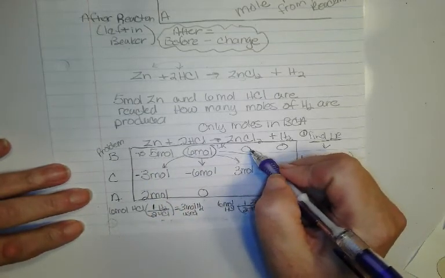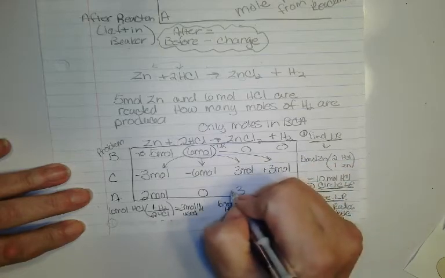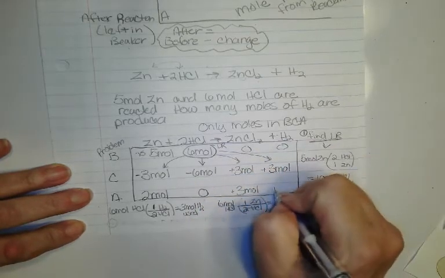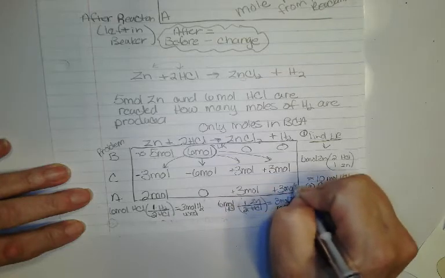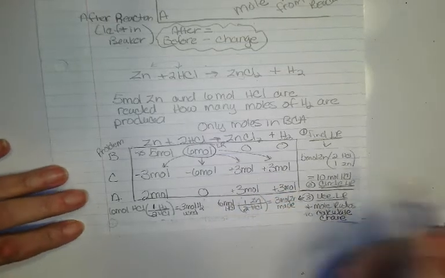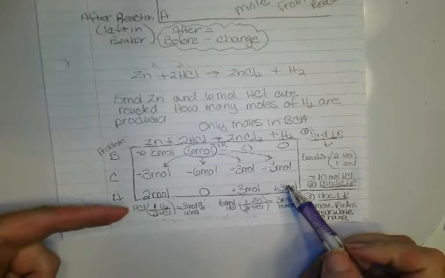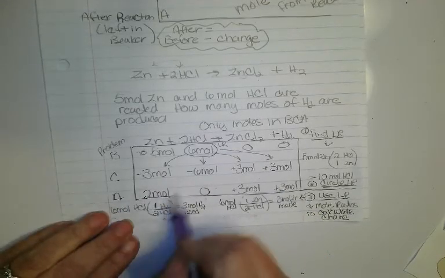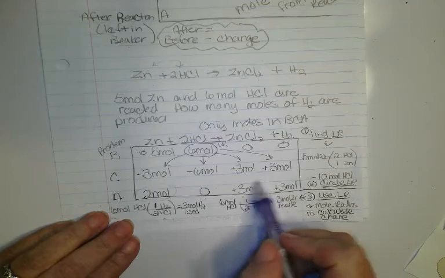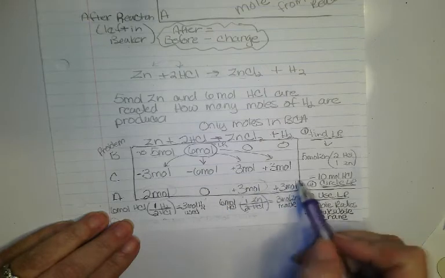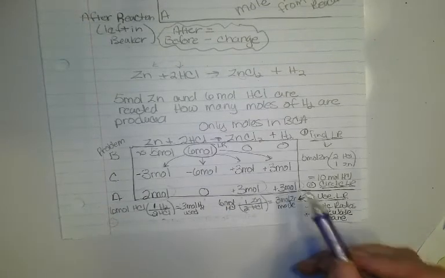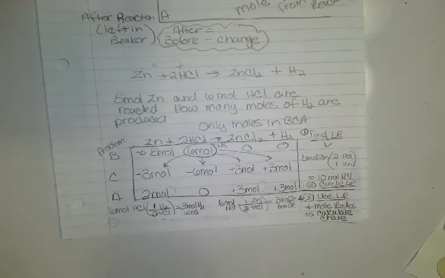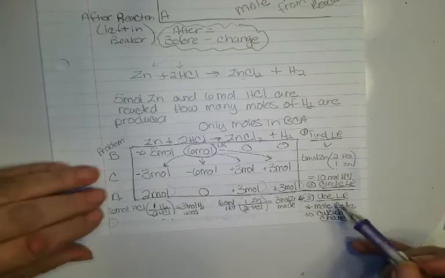Zinc chloride started with 0 and I made 3 moles, so I have a positive 3 moles. And my hydrogen gas, I also have a positive 3 moles. Okay, so now these are all in moles. They could say how many grams of excess reactant do you have, and you would convert moles to grams. They could say how many grams of zinc chloride did you make, or how many grams of hydrogen did you make. And so this chart becomes very helpful, and it becomes a faster way to answer all the limiting reactant problems in one fell swoop.